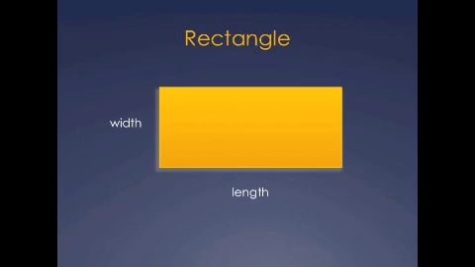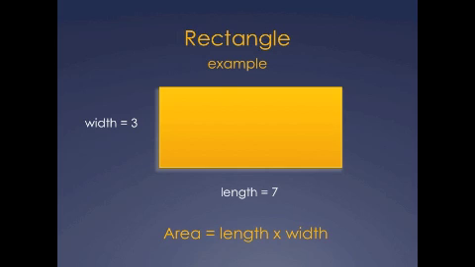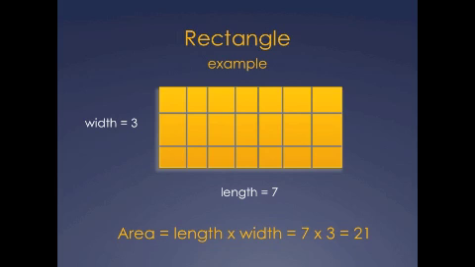Now we will review the area of a rectangle. Like a square, the area of a rectangle is the length times the width. In this example rectangle, the length is 7 and the width is 3, so the overall area is 21. Like the square, you can think of this rectangle as having 7 columns and 3 rows, and the total number of smaller boxes that make up the rectangle is the same as the total area.